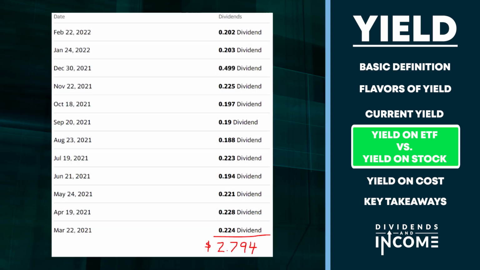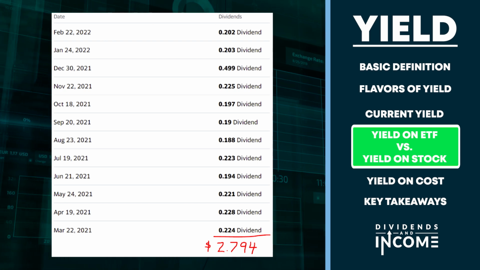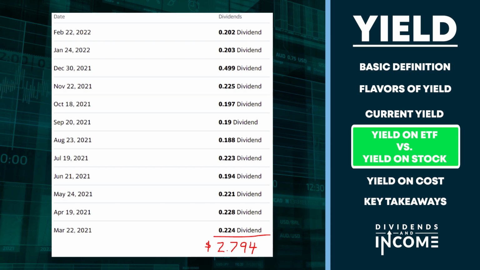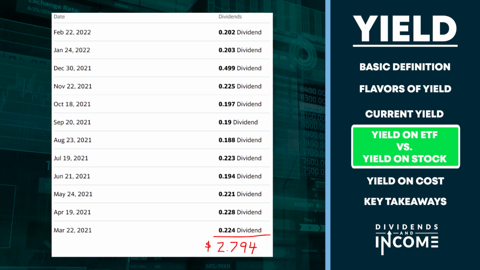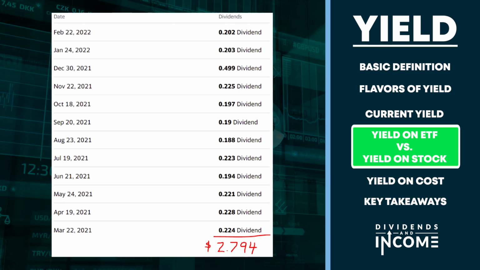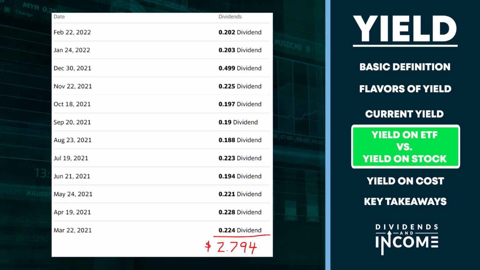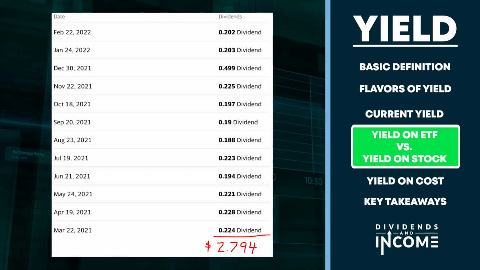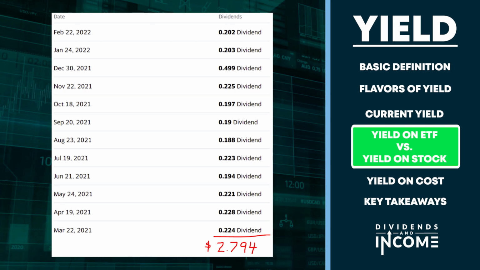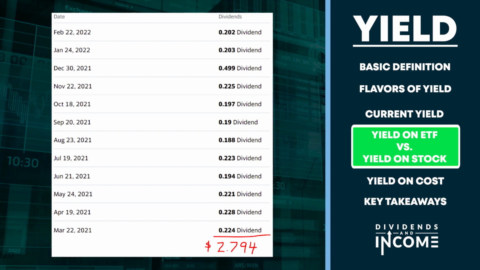Here are QYLD's last 12 monthly dividends. This display is from Yahoo, and because it has 12 monthly dividends, obviously it covers 1 year, but here now we're looking backwards. These dividends were actually paid. And at the bottom, I added them up, and the total dividends for 1 share of QYLD for a year totaled $2.794.